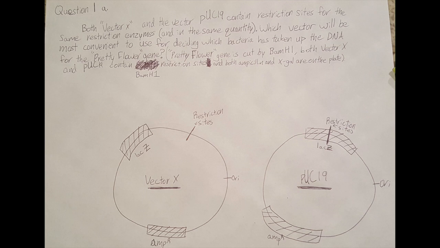Question 1a wants you to identify which vector will give results that are easier to analyze and requires one to know that LacZ in the presence of X-gal will create a blue color, allowing color differentiation if insertion of the gene breaks up the LacZ gene.